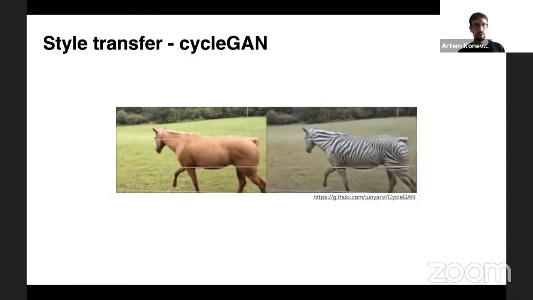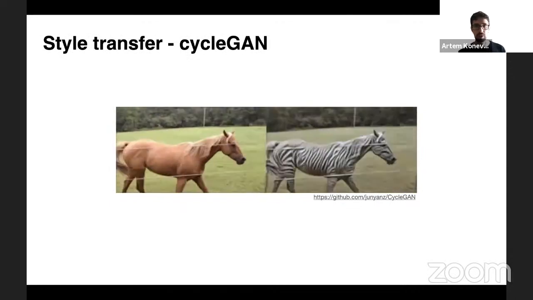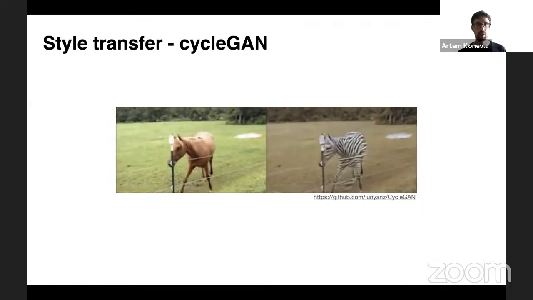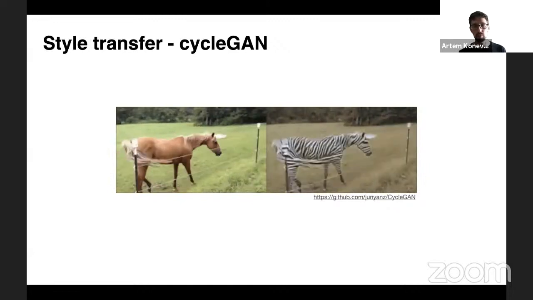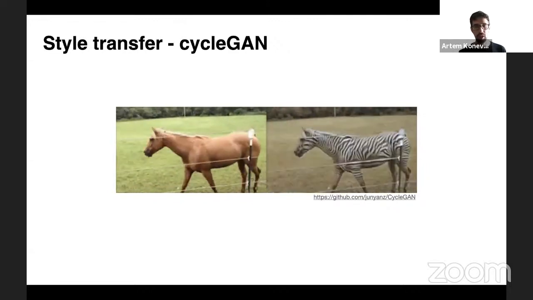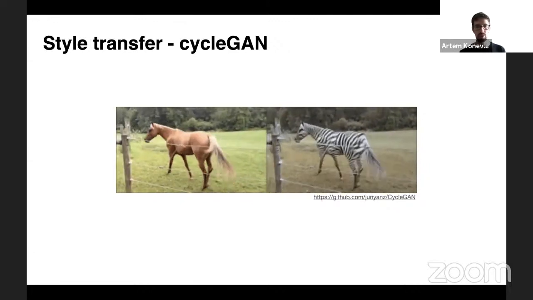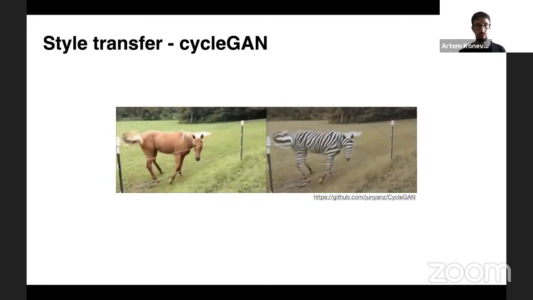Also, the wide use is for style transfer. One type of GAN is CycleGAN. It learns how to apply the style of one image to another image or to a video.